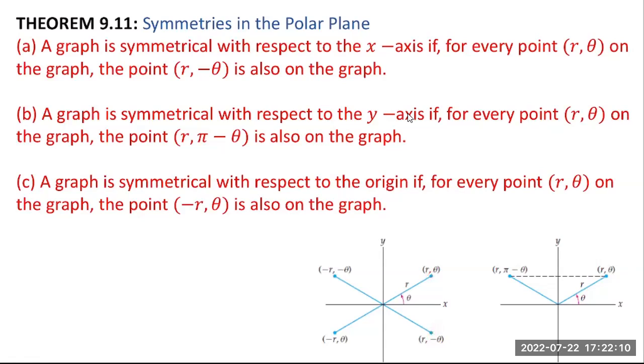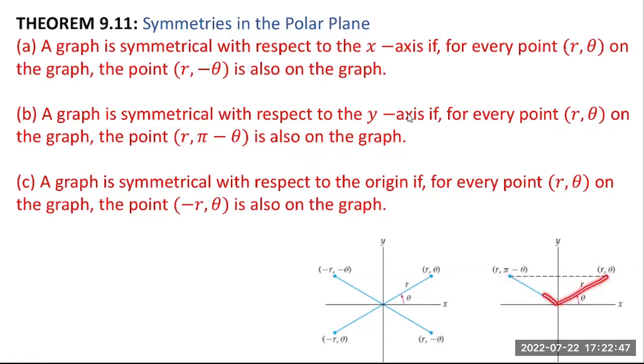And when do we say that a graph is symmetric with respect to the y-axis? We say that a graph is symmetric with respect to the y-axis if for every point r comma theta on the graph, the point r comma pi minus theta is also on the graph. What does that mean? That means if this point is on the graph, the mirror image of that point about the y-axis should also be on the graph. What is this point? If this point is r comma theta, by symmetry you can write the coordinates of this point. r is the same.